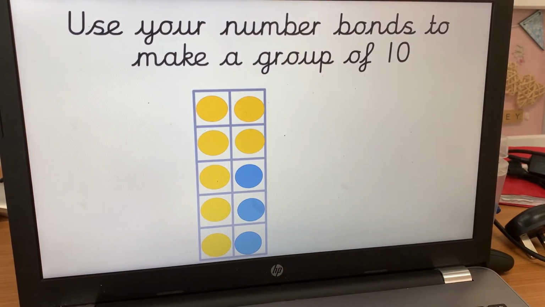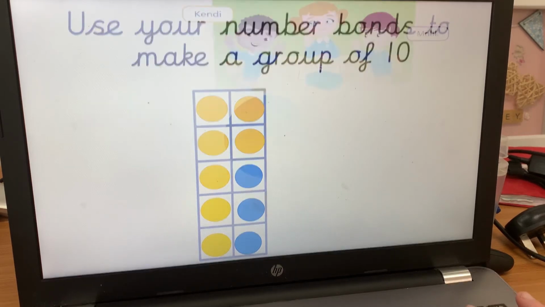So today we need to use our number bonds to make a group of 10, to make it easier. So we're adding the 2 single digit numbers that make that number 10 first, and then seeing how many counters we have left over that we need to add.